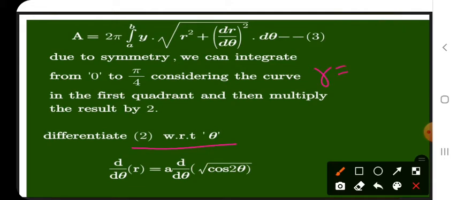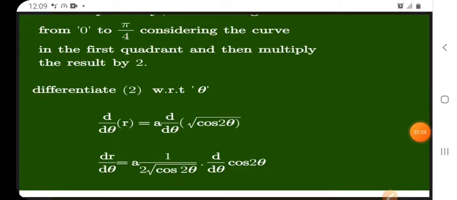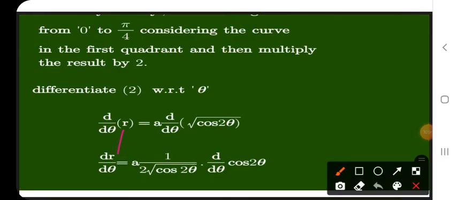Okay, next. Differentiate r with respect to theta. What is r? r is a root cos 2 theta. So I will differentiate this one, so I write d by d theta on both sides. Okay, see here. What is the differentiation of r? dr by d theta. And a is constant. The differentiation of root cos 2 theta is 1 by 2 root cos 2 theta.